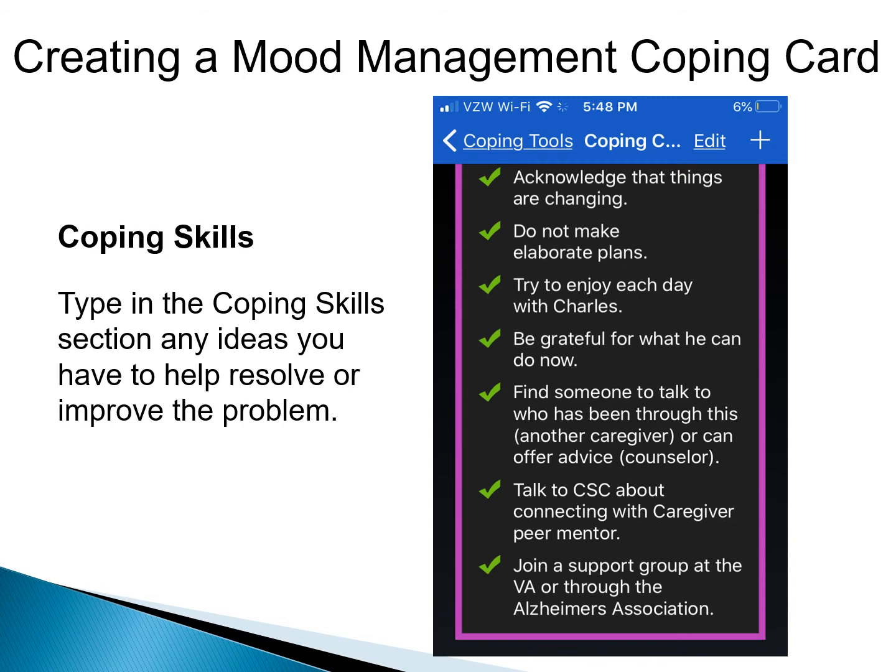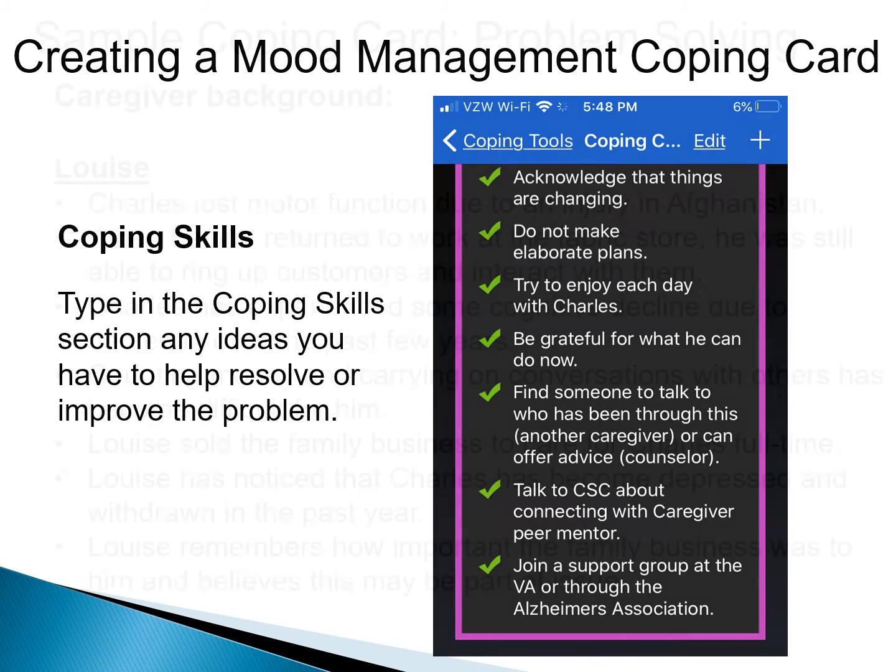She can find someone to talk to who has been through this, like another caregiver, or someone who can offer advice, like a counselor. She can talk to her VA caregiver support coordinator about connecting with a caregiver peer mentor. Louise could also join a support group at the VA or through the Alzheimer's Association.